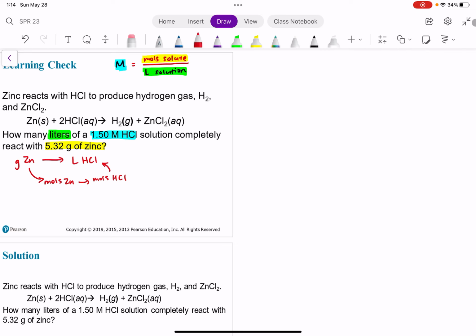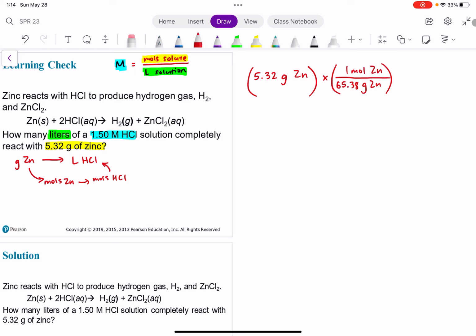Hopefully you guys can still see this okay. So let's go ahead and figure this out. So we're starting with grams of zinc, and how many grams we actually know. So we're starting with 5.32 grams of zinc. All right, so first I said I want to get to moles of zinc, right? I'm in this step here. So how do we get from grams of zinc to moles of zinc? Yeah, our molar mass. So I'm going to go ahead and calculate the molar mass on my own, and then I will meet you back here just to save us a little bit of time.